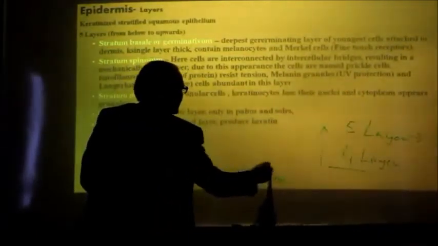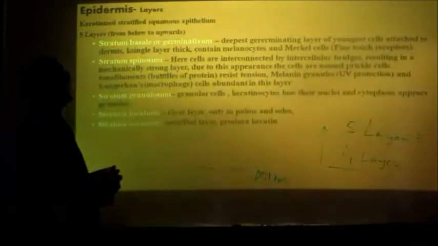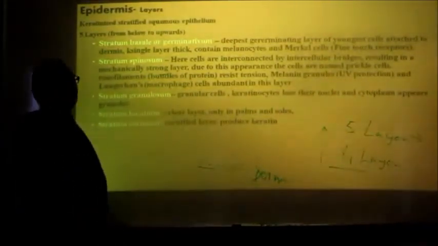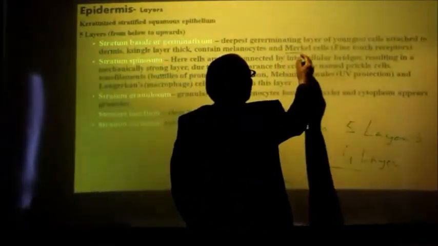So the first layer from the dermis, that is the proper skin, is what we call stratum basale or basal layer. Now it contains the melanocytes, and we will see further that these are the cells which produce the coloring material for the skin, and it has special cells that we call Merkel cells, and they are trained for our fine touch reception. Then we have the second layer, the stratum spinosum.